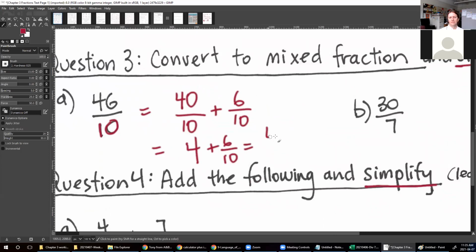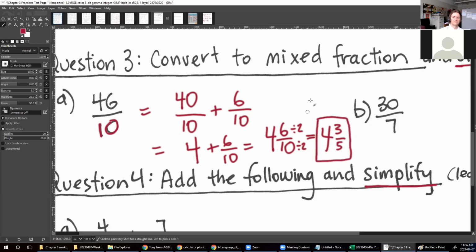So that's going to be 4 6/10. It's not quite simplified. I know that the 6/10 can be a bit more simple. Why don't I divide that by, I know I can divide it by 2. Can I divide it by 2 or 3? So let's just do 2. Divide both the top and the bottom by 2. So 6 divided by 2 is 3, and 10 divided by 2 is 5. Does that make sense?